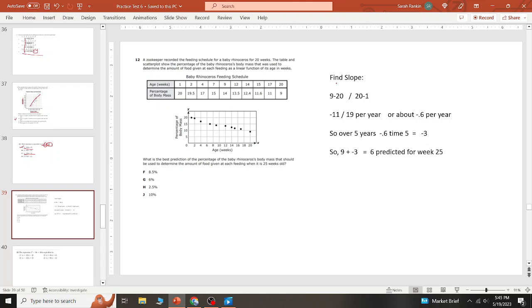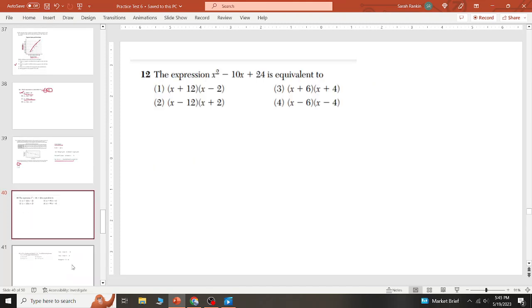All right, baby rhinos, once again, you're going to find the slope from your starting point, and then you're going to extrapolate it out for 5 years, and you're going to get about 6%.